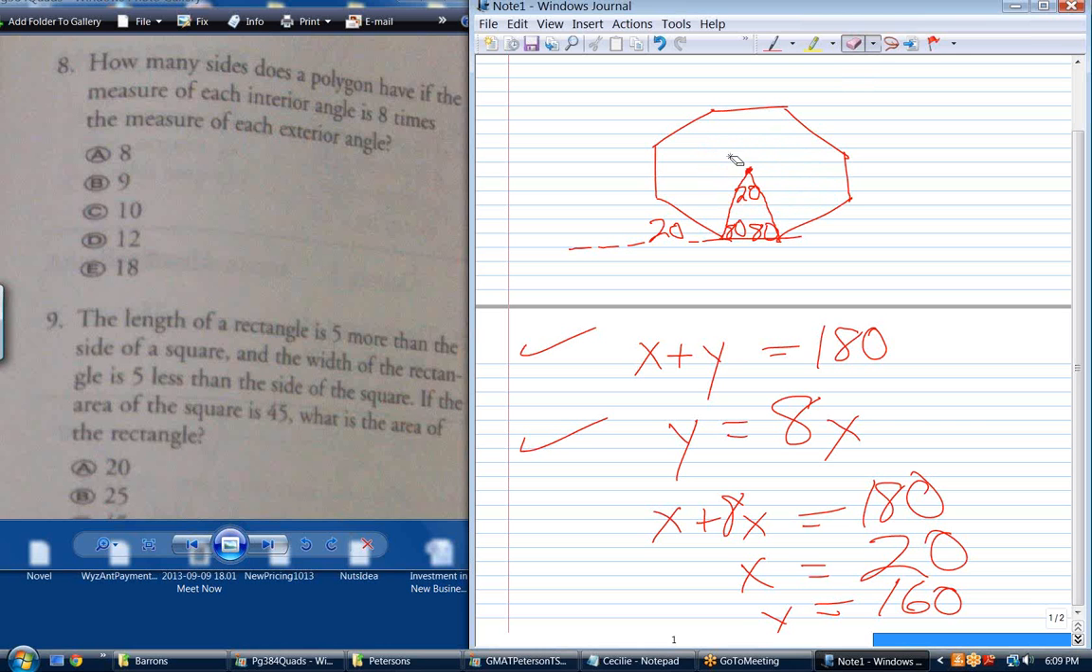In a circle there are 360 degrees, so how many of those triangles are we going to get? How many times does 20 go into 360? So 360 divided by 20 is 18. So there are 18 of these triangles. How many sides does the polygon have? 18. Correct.